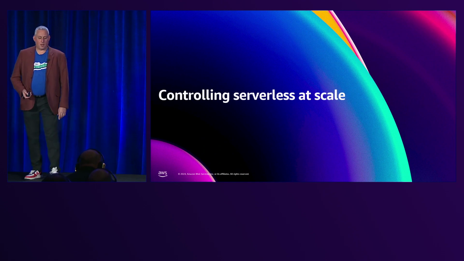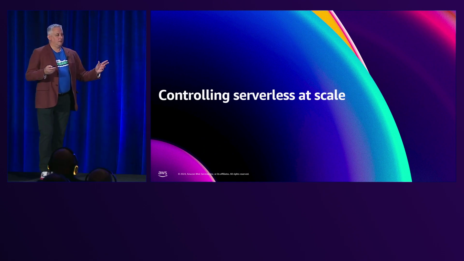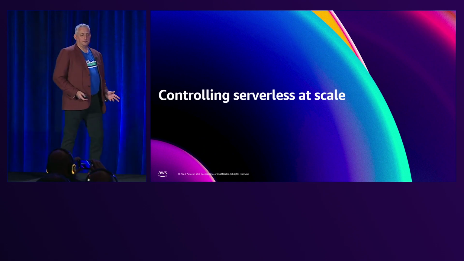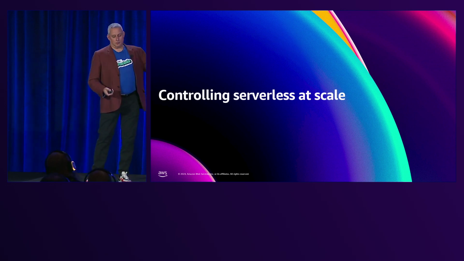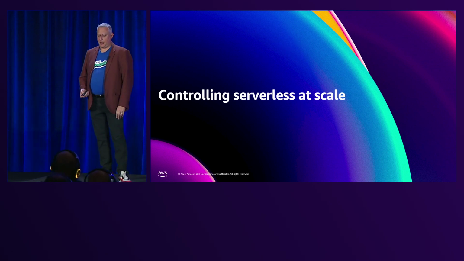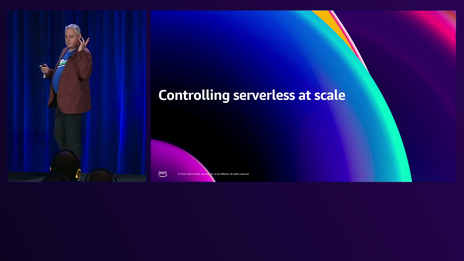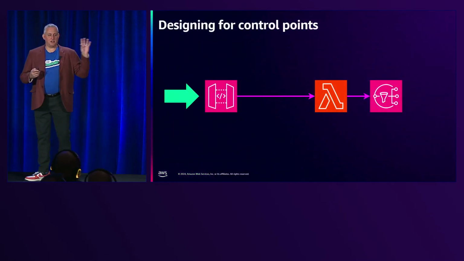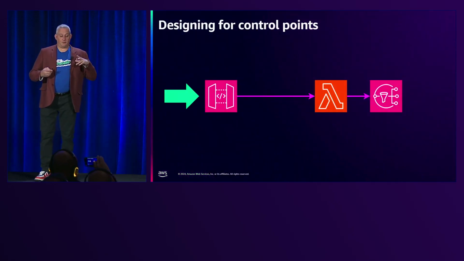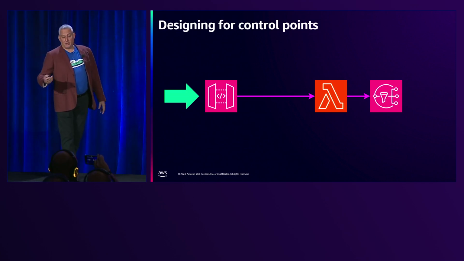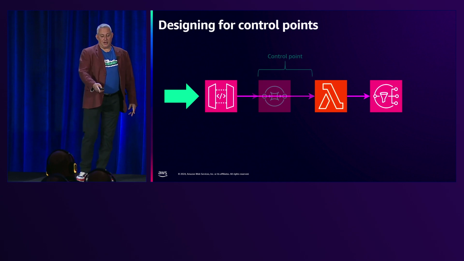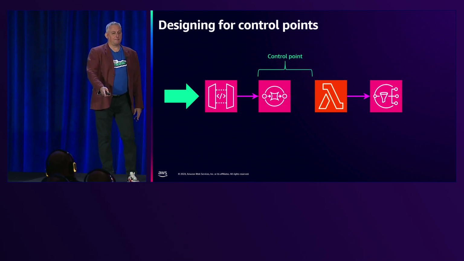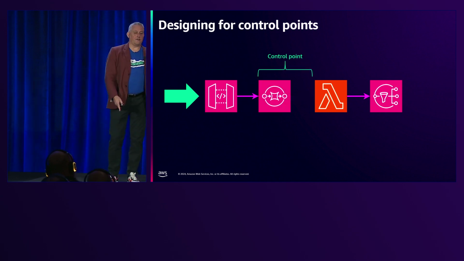So we've seen how Lambda scales out of control. We've seen the architecture we're building here. How do we control serverless at scale? And again, I've mentioned this before, we need to really think about control points. If we've got an event broker pattern, we can make sure we've inserted an SQS queue with a control point. And that enables us to turn off the Lambda from processing.